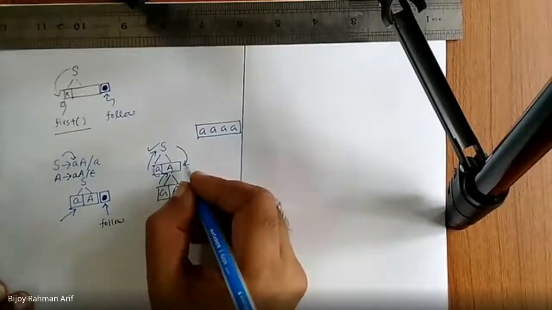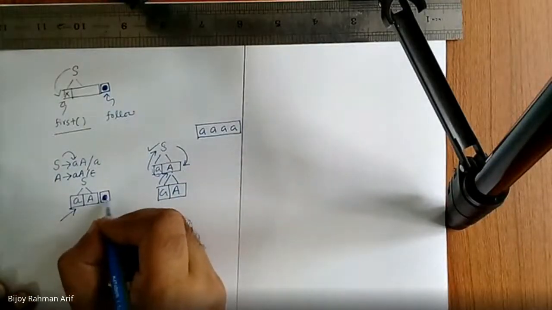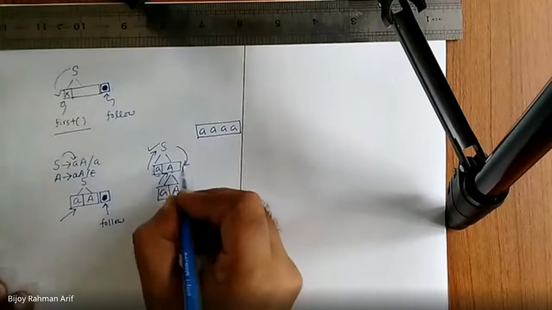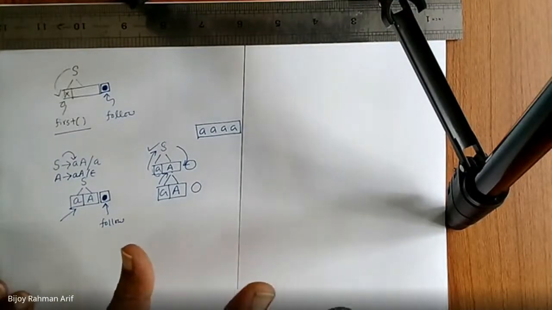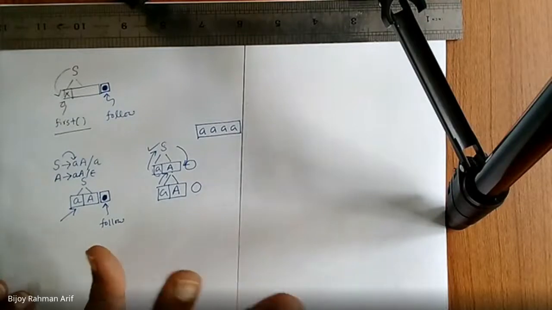Sir, A derives AA. Yes, then what can come after that? What can come after this? This position, this position, this position. In this case, nothing is coming. Am I right? Yes, sir. In this case, nothing is coming.